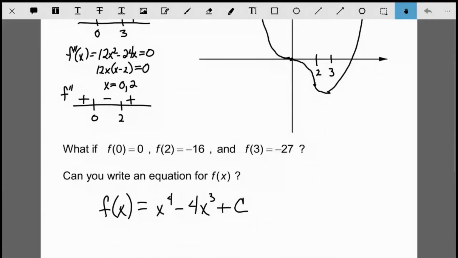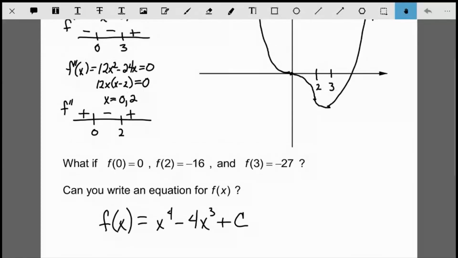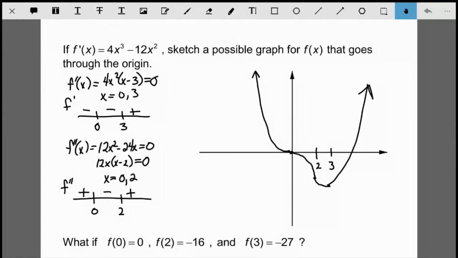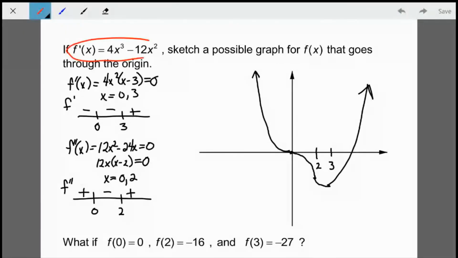Okay, so down here at the bottom, it said, what if f of 0 is equal to 0, f of 2 is negative 16, and f of 3 is negative 27? Can you write an equation for f of x? Well, the answer is yes. And this is just something that is leading us into something that we're going to do in our second semester called an antiderivative. And an antiderivative is just basically taking the opposite of a derivative. And so what we would be trying to do is take this derivative function and figure out, based on that derivative function, what was the original function?